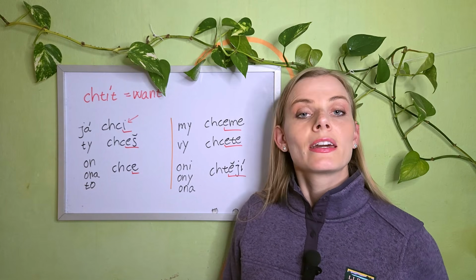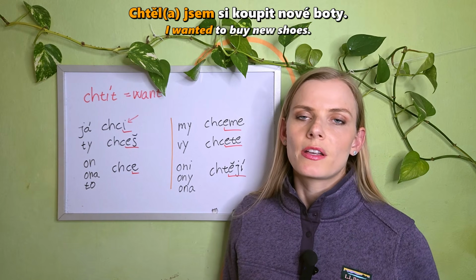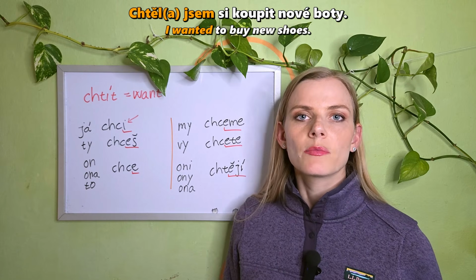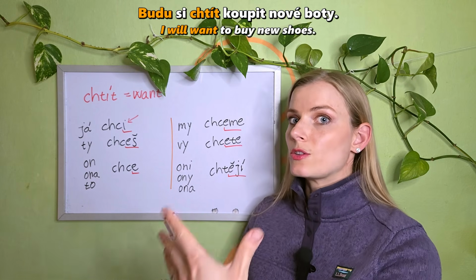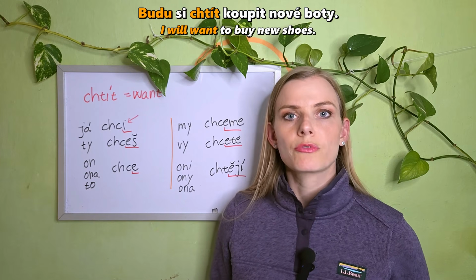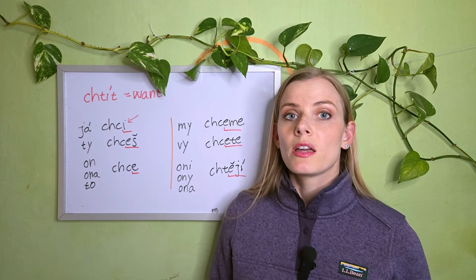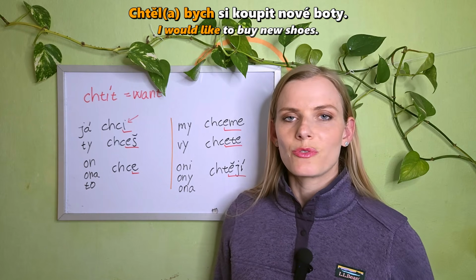In the past, chtěl jsem si koupit nové boty. I wanted to buy myself some new shoes. Chtěl jsem si koupit nové boty, nebo chtěla. In the future, budu si chtít koupit nové boty. I'll want to buy myself new shoes. And in the conditional form, chtěl bych si koupit nové boty. I would like to buy new shoes for me.